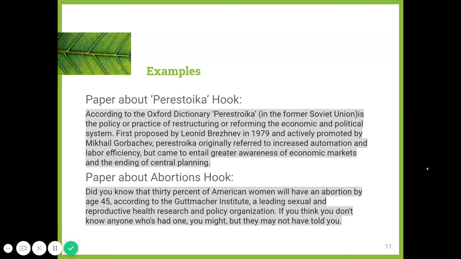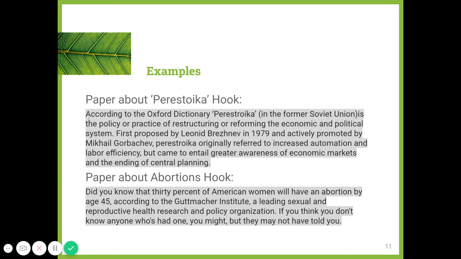If we are writing a research paper about perestroika, here is the hook that you may start it with. According to the Oxford Dictionary, perestroika in the former Soviet Union is a policy or practice of restructuring or reforming the economic and political system. First proposed by Leonid Brezhnev in 1979 and actively promoted by Mikhail Gorbachev, perestroika originally referred to increased automation in labor efficiency, but came to entail greater awareness of economic markets and the ending of central planning.